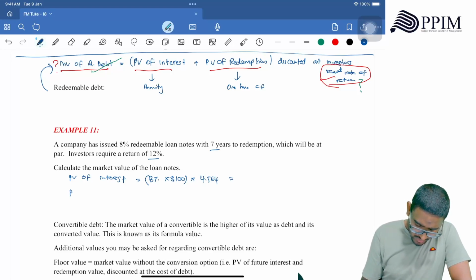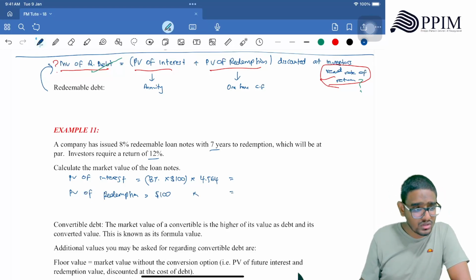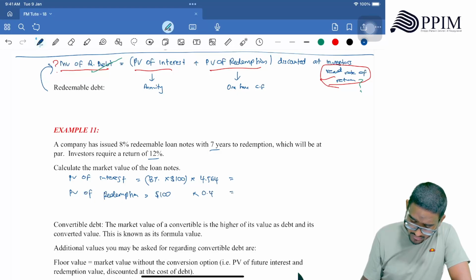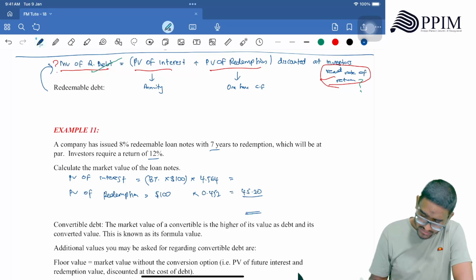Okay. And then your present value of redemption. In this case, they're saying you're going to redeem at par, or we'll assume it's at par, or which will be at par. That's it. So $100 into 0.452. This is 45.2. I can figure out the present value of interest.